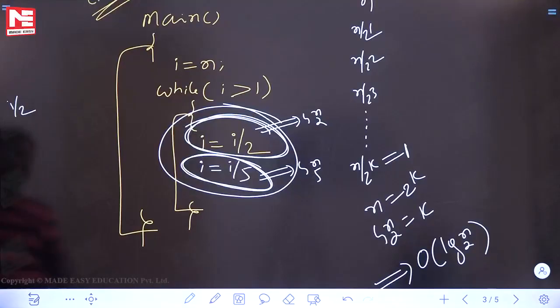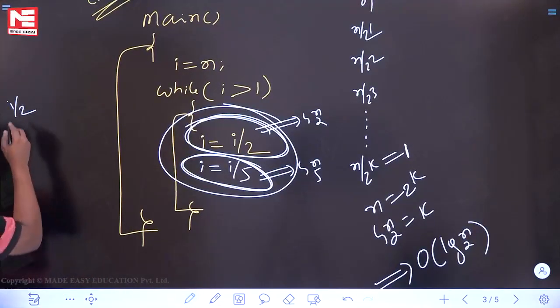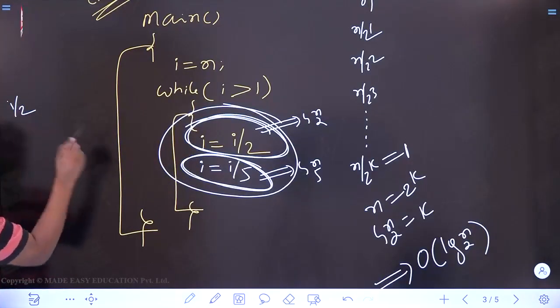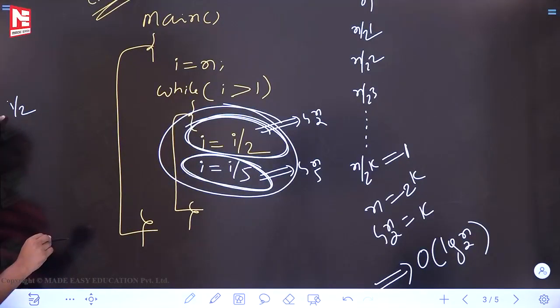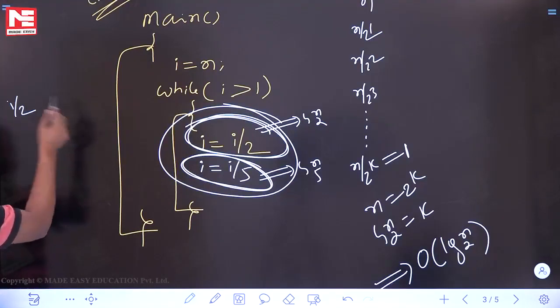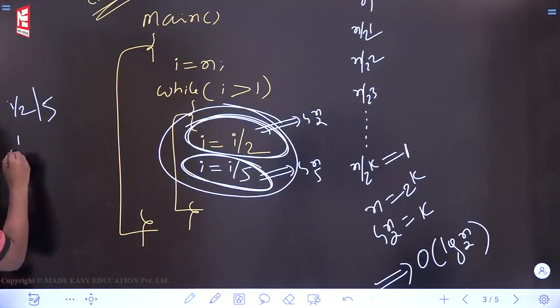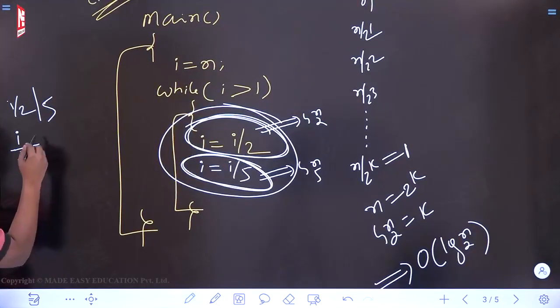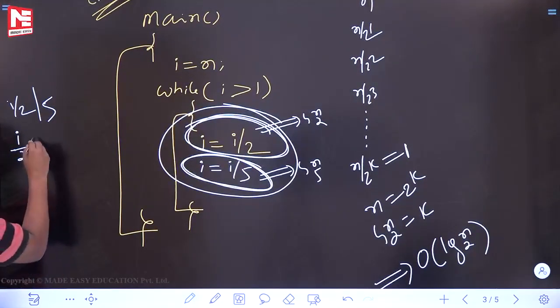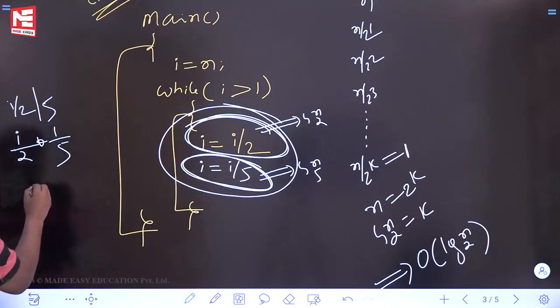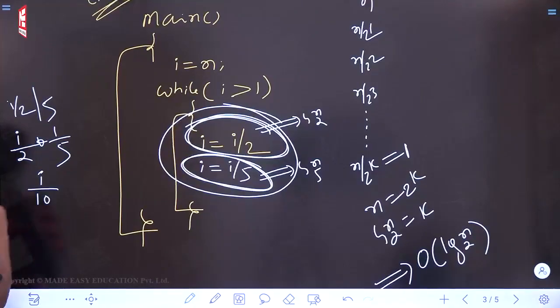Already i by 2 is there. Already the i value becomes i by 2. See, i is equal to i by 2. First line is over. Then to this one, again by 5. Then what is the answer? I by 2 is already there, by 5 means, so I think 1 is there, it will become 1 by 5. Right, which will become, what is the answer? I by 10. Please be careful.